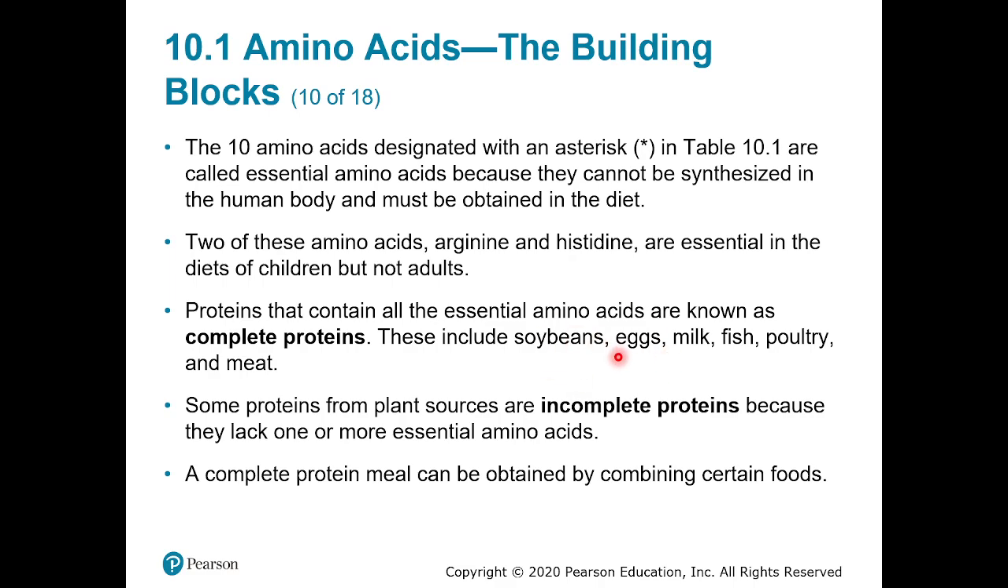Now, that does not mean that's an efficient way of getting them. Some of the more efficient ways of getting them are going to be soybeans. That's why it's a very popular source of protein, because it's actually complete. That's not to say that it gives you the correct ratio of amino acids, but you can get them all from it. Eggs, milk, fish, poultry, and meats of basically all variety, as long as it's an animal meat, is going to give you a complete source of proteins. Again, complete does not mean in the ratio you actually need.